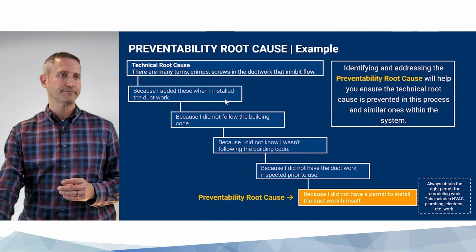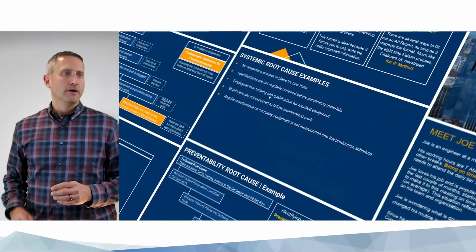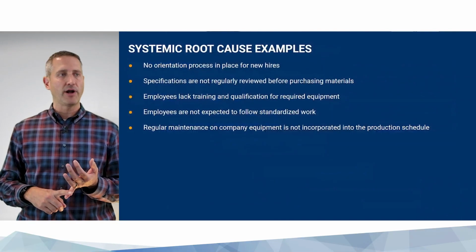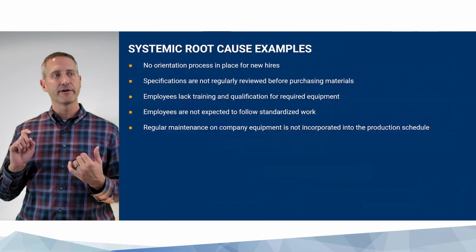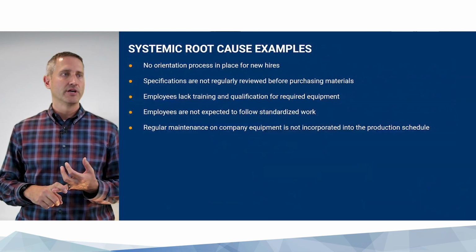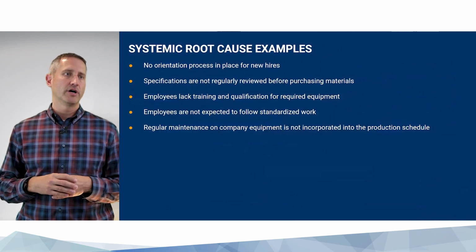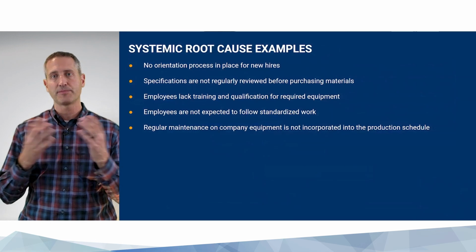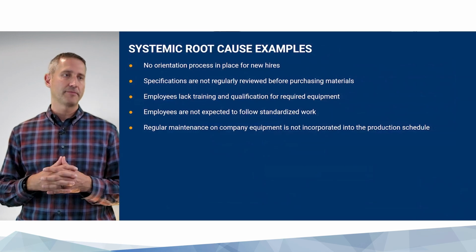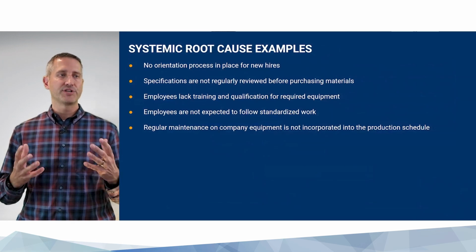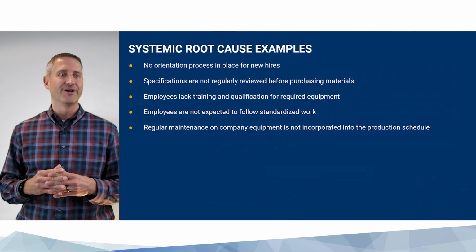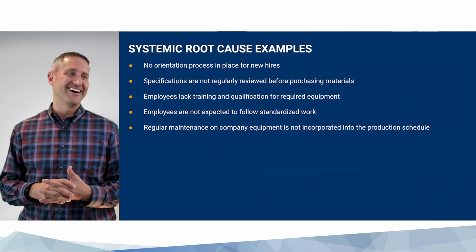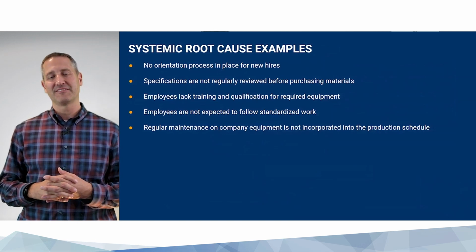All right. So just some examples here of systemic root causes. No orientation process in place for new hires, specifications not regularly reviewed for purchase materials, employees lacking training. Lacking training is one that comes up all the time. That's a big time systemic root cause. Employees not expected to follow standardized work, right? They're just DIYing their own processes, and regular maintenance not being followed.